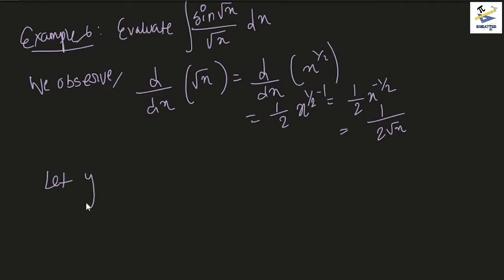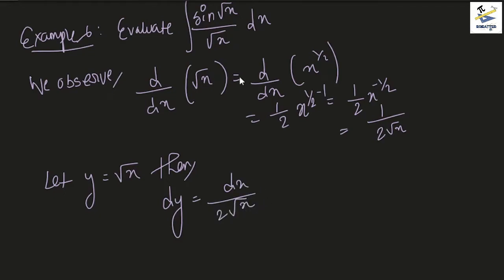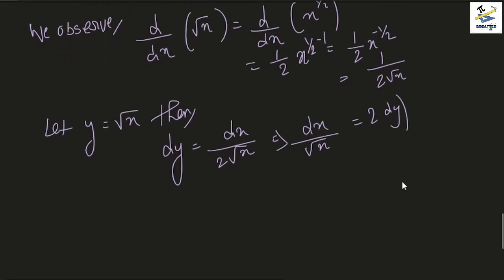Let y equal to root x, then dy should be equal to dx by 2 root x, right? But we see dx by root x is also present, so what we get from this equation is dx by root x should be equal to 2 dy, and we can absolutely put this to get the integral as I equals integral of sine of y, because root x is y, into 2 dy.